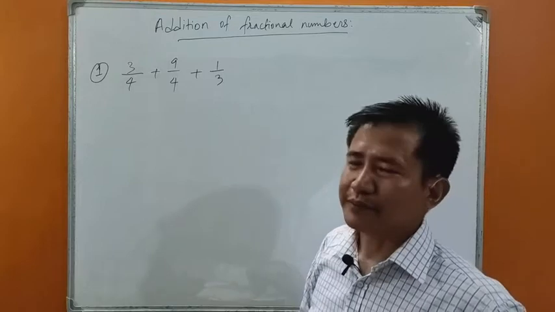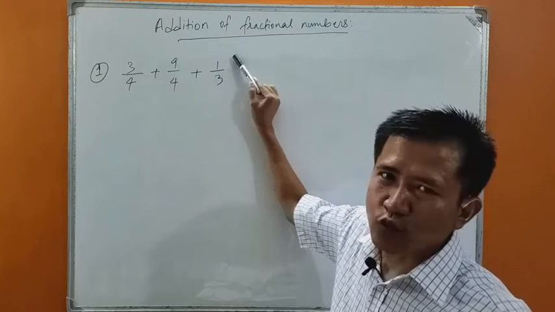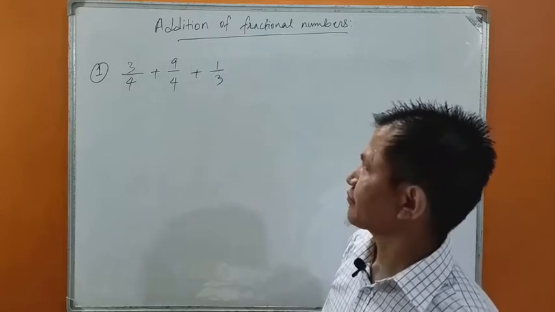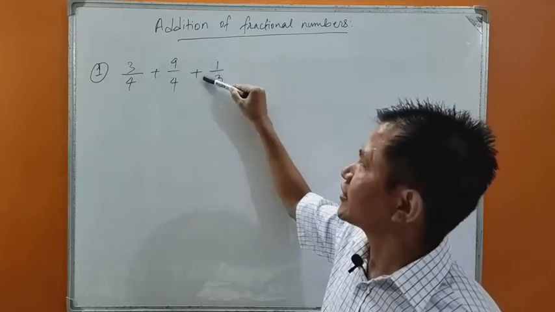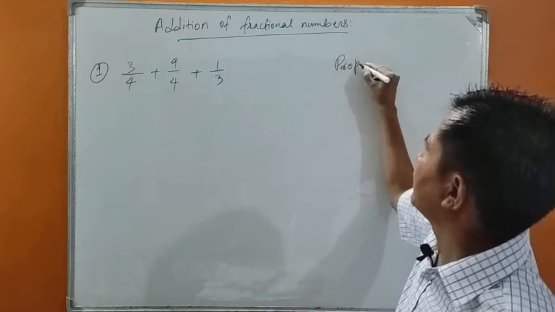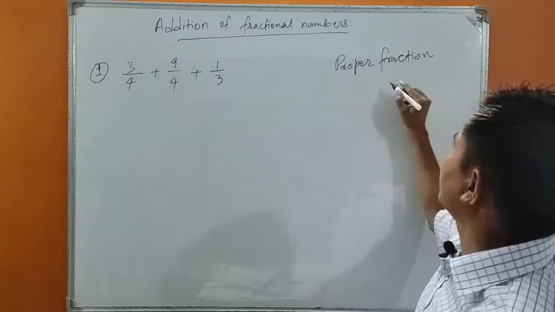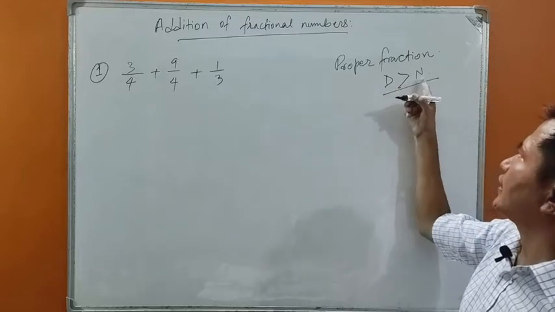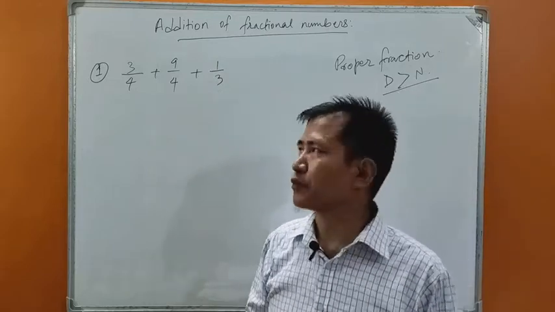So first of all, let me tell you, if the denominator is greater than the numerator, here 3 is greater than 1, isn't it? So this type of fractional number is called a proper fraction, okay? Proper fraction means the denominator is greater than the numerator. If the number in the denominator is greater than the numerator, we call that fractional number a proper fraction.